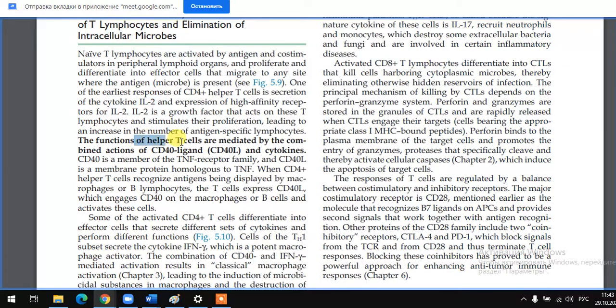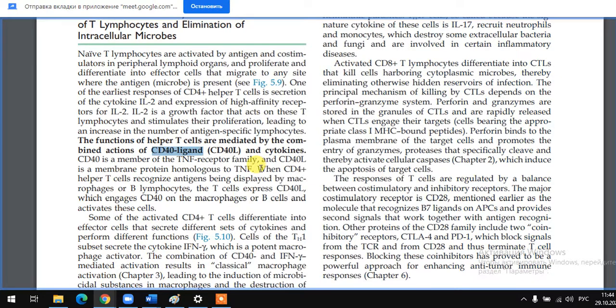Functions of helper T cells are mediated by the combined actions of CD40 ligand and cytokines. CD40 is a member of the TNF receptor family. You remember we have TNF, and CD40 is acting after the TNF activation. TNF is produced by macrophages as a response to injury, to bacterial invasion, and to inflammation. Any inflammation promotes the secretion of TNF and promotes the activation of T cells.